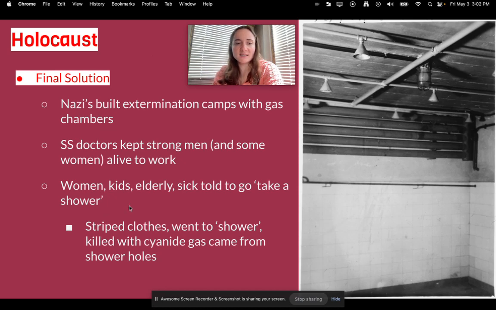So typically women, kids, elderly, and sick had to go, quote unquote, take a shower. So they would go into a room like you see pictured right here. You can see up here they kind of look like shower faucets, but they're not. That is where they were stripped of their clothes, went to the shower, and were killed with cyanide gas that would come out of these nozzles up here.